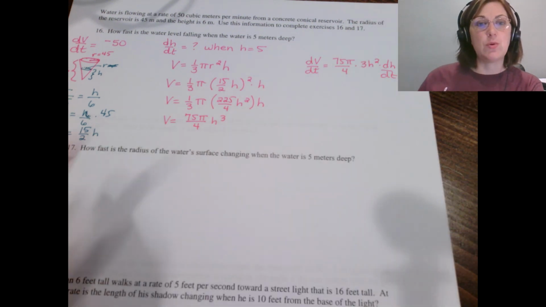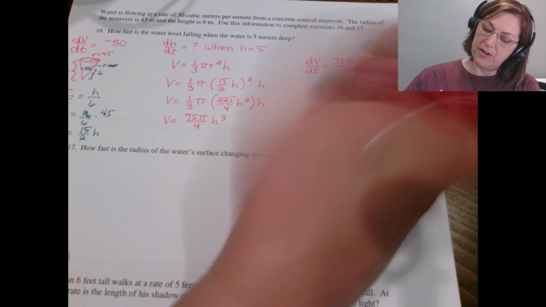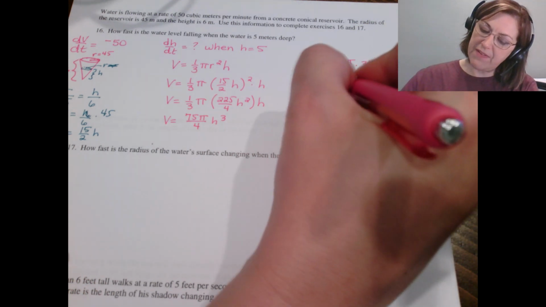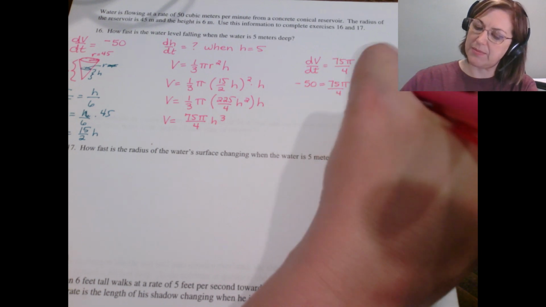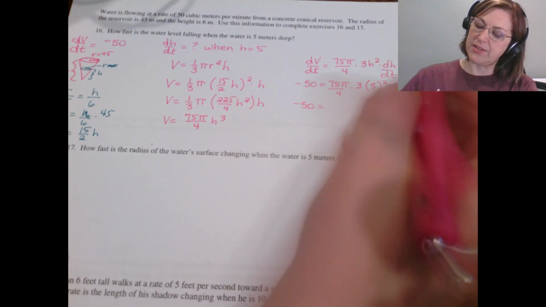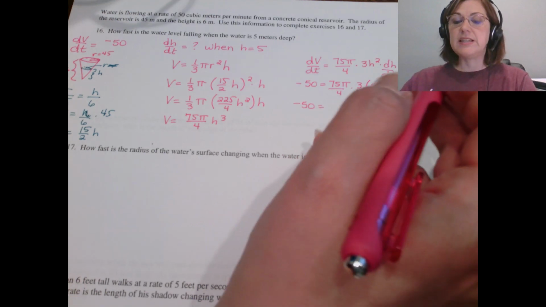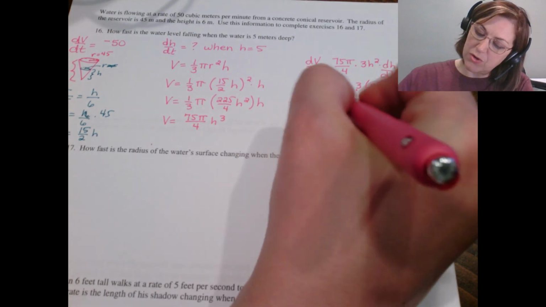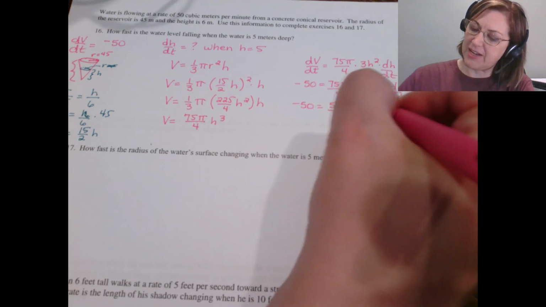Now plug in everything you know. Okay, you know dV/dt is negative 50. You know h is 5. So I've got negative 50 equals 75 pi over 4 times 3 times 5 squared times dH/dt. Okay, so I've got 25 times 3 gives me 75. Let's see, 75 times 75 gives me 5,625 pi over 4 times dH/dt.